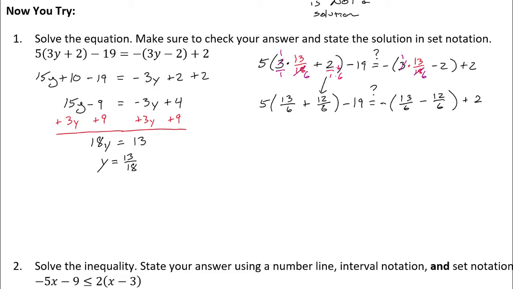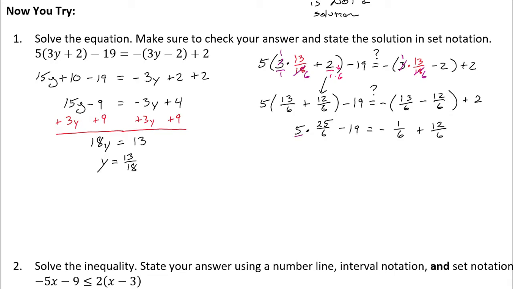Checking this. So on the left side, we'll do inside the parentheses. We get 5 times, going to be 25 over 6, and then minus 19. On the right side, we have negative 13 minus 12 is 1/6, and then we'll have a plus, and turn this into a 12 over 6 right away, so that we can add those together.